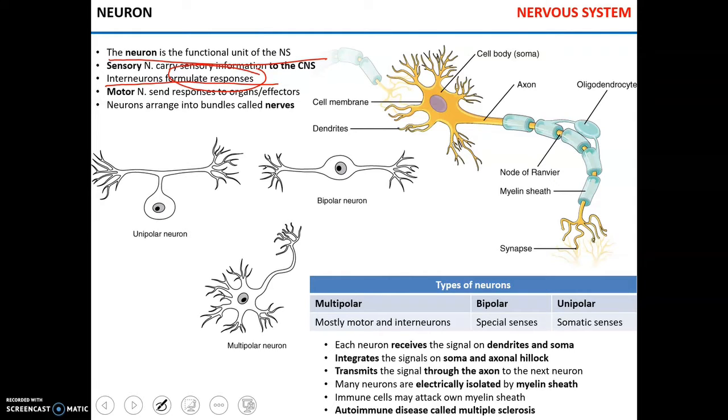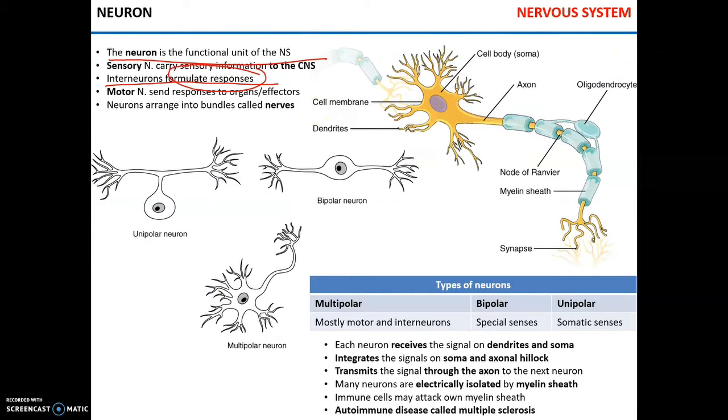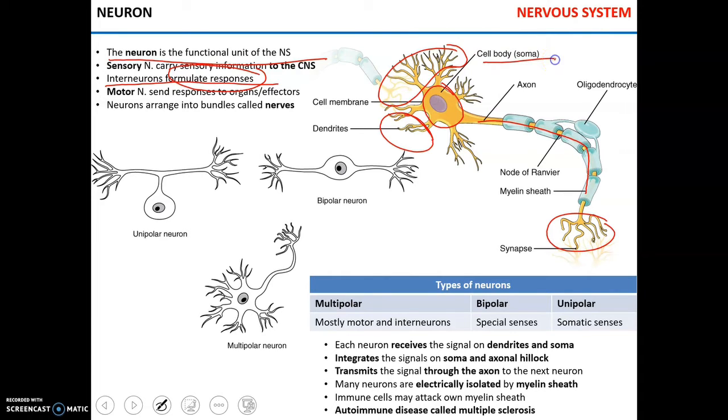Nerves, as we know them, are basically the arrangement of multiple neurons in a single nerve. Neurons consist of the cell body or soma, the dendrites, the axon, and branches of the axon, which form synapses. The dendrites here are the receiving parts of the neuron. These dendrites receive the signal from another neuron. Various signals are integrated in the cell body, and then the resulting signal is transmitted via the axon to axonal branches, which form synapses with the next neuron.